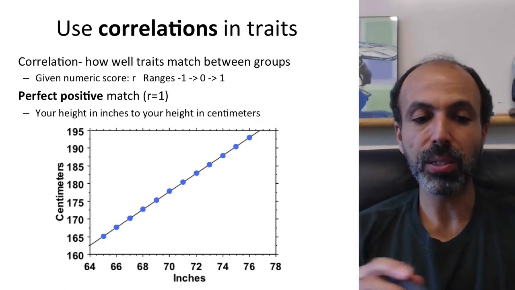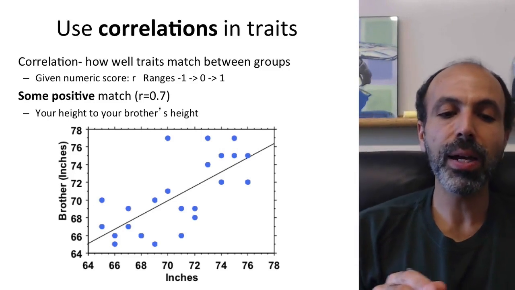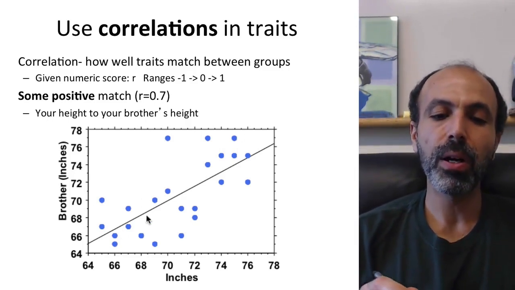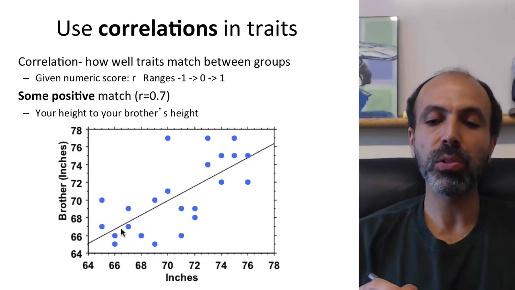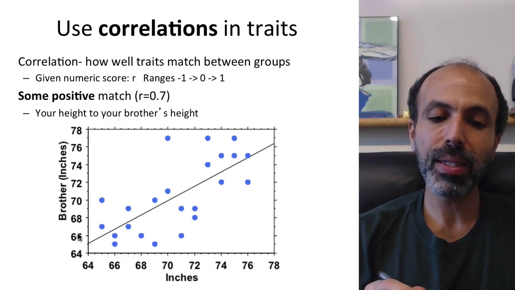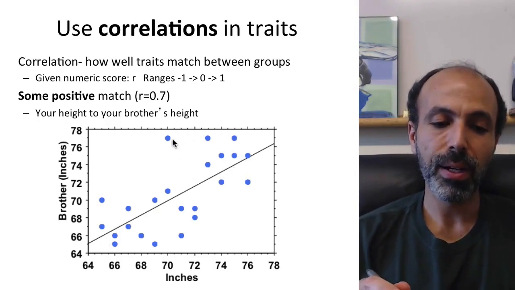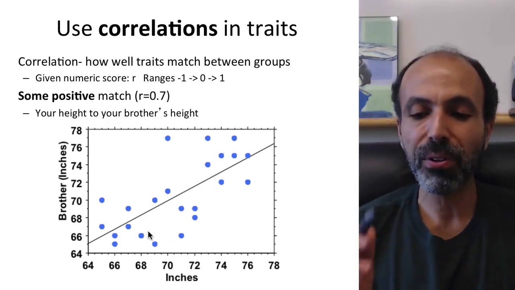Okay. In contrast, let's look at one that's not quite so strong. Here's one. Let's say you compare your height to your brother's height. You may see something more like an R of 0.7, where on average, if you have a tall brother, you're likely to be tall. On average, if you have a short brother, you're likely to be short. But it's not this perfect correlation. There are some individuals who have a tall brother but are a little bit on the short side and things like that. So it's not perfectly predictive.